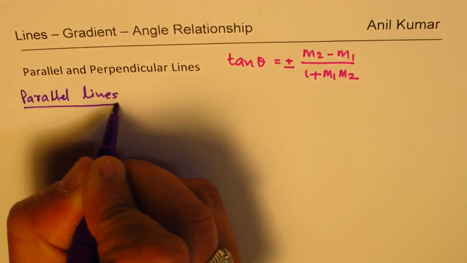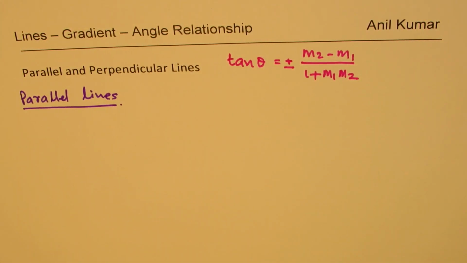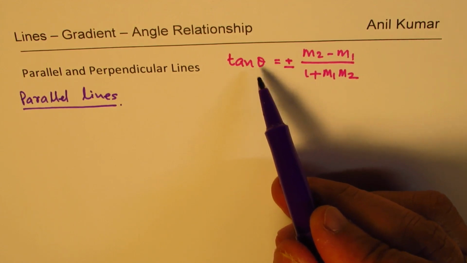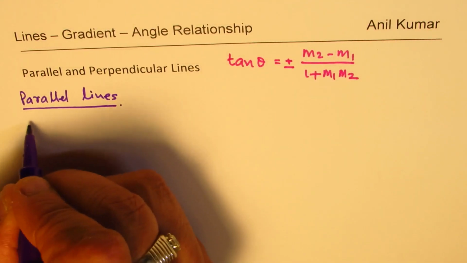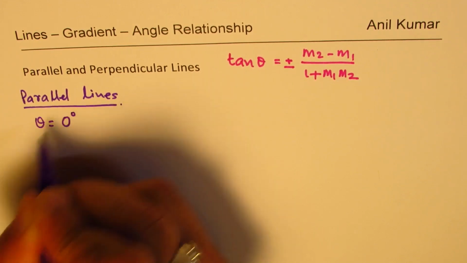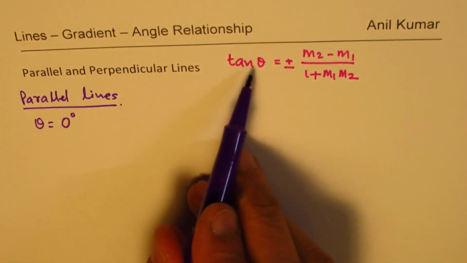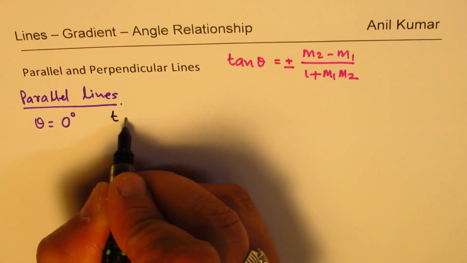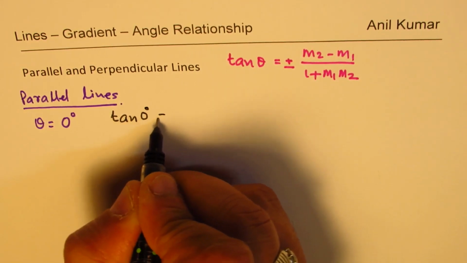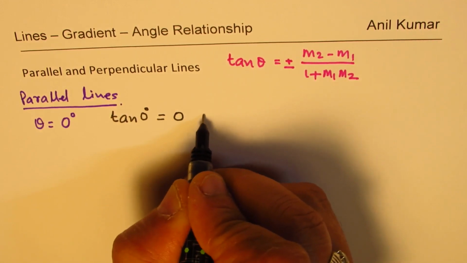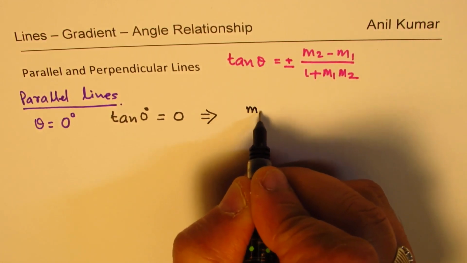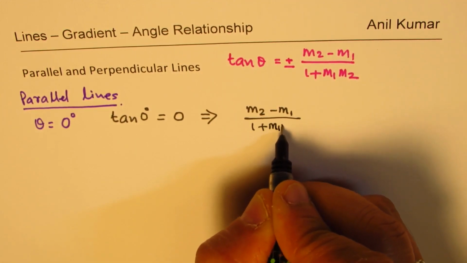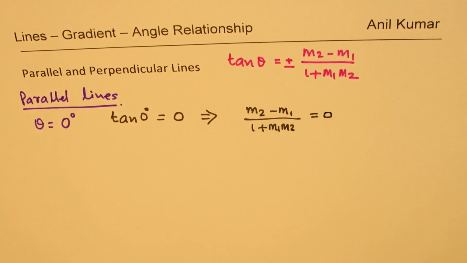So parallel lines means that the angle between them should be 0, right? So that means theta should be equal to 0 degrees, correct? Now if theta is 0 degrees, then what do we get? In that case, tan of 0 degrees is basically 0. So that means that (m2 minus m1) over (1 plus m1 m2) equals 0.